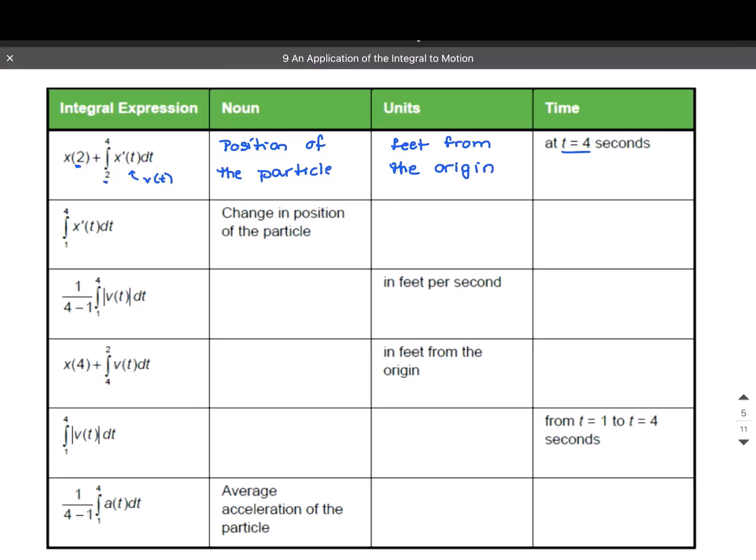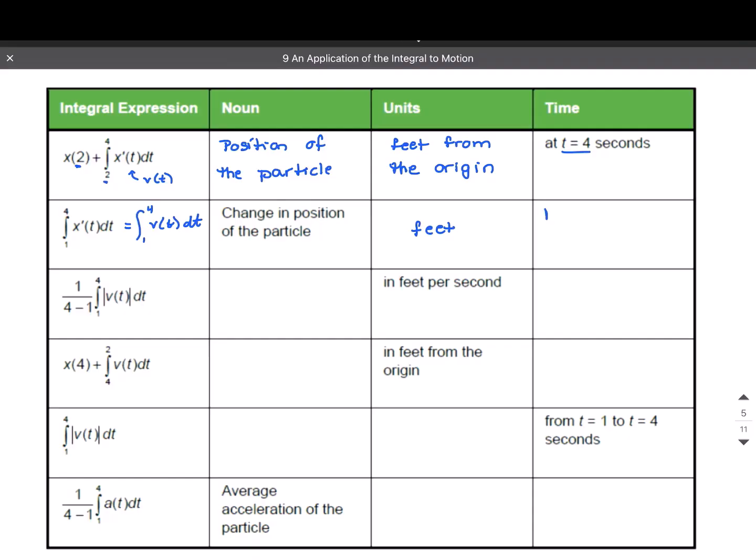And they've told us that the time was at 4 seconds. Notice that's the upper limit. Now the next one is the integral from 1 to 4 of x prime of t dt. And again, remember, that's the integral from 1 to 4 of v of t dt. So that's the change in position of the particle. That's also measured in feet.